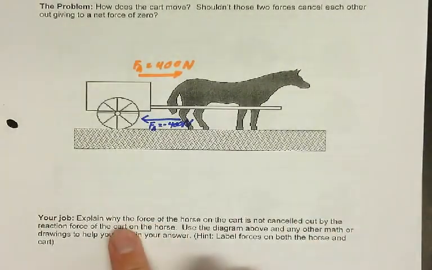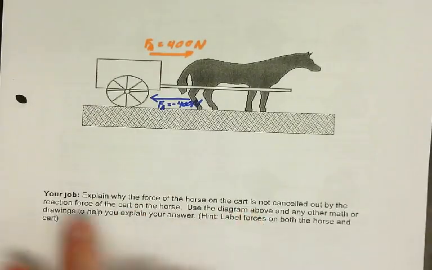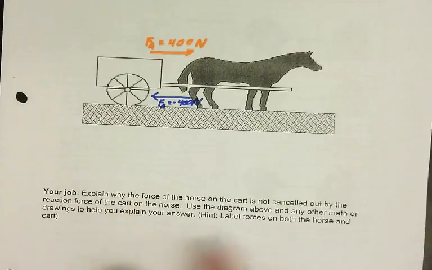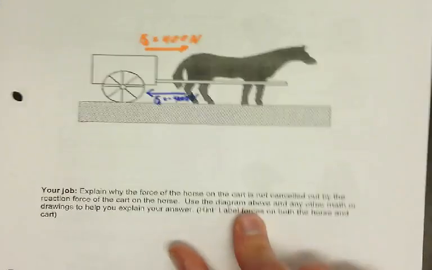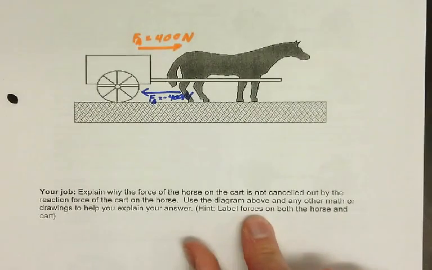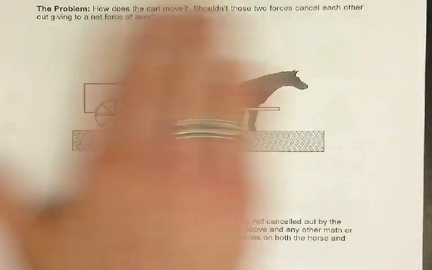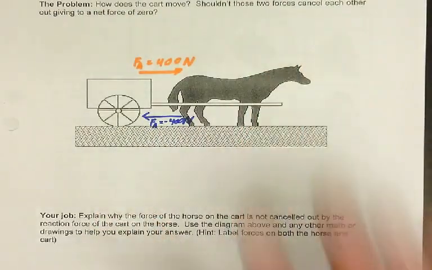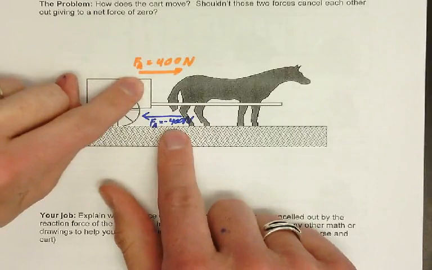So explain why the force of the horse on the cart is not canceled by the reaction force of the cart on the horse. Use the diagram above and any other math or drawings to help you explain your answer. Hint, label forces on both the horse and the cart. So a good starting point is to draw all the forces. What are all the forces acting on the cart? What are all the forces acting on the horse? See if you can figure out what's going on here. Why aren't these forces canceling?